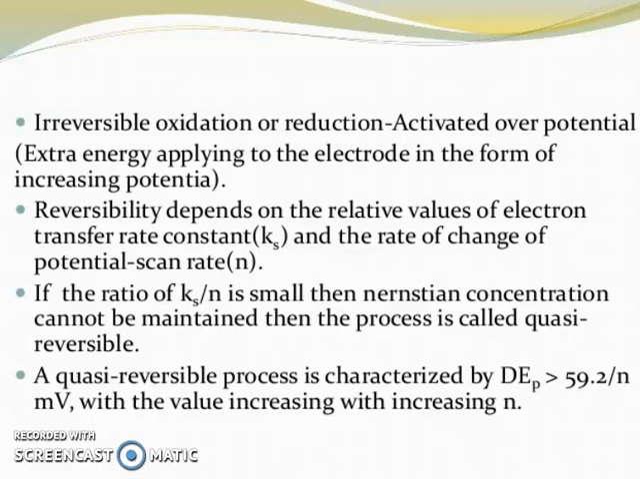Irreversible oxidation or reduction is activated by overpotential, extra energy applied to the electrode in the form of increasing potential. My friend, reversibility depends on the relative values of the electron transfer rate constant and the rate of change of potential. If the ratio Ks by square root of v is small, then Nernstian concentration cannot be maintained. Then the process is called quasi-reversible. You know friend, a quasi-reversible process is characterized by ΔEp greater than 59.2 by n mV, with the value increasing with increasing v.